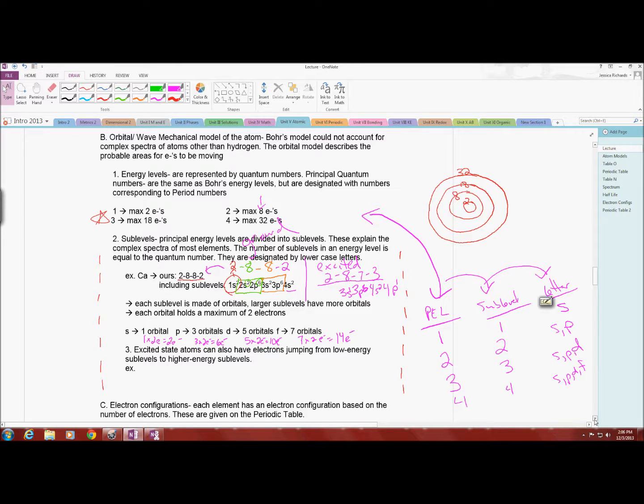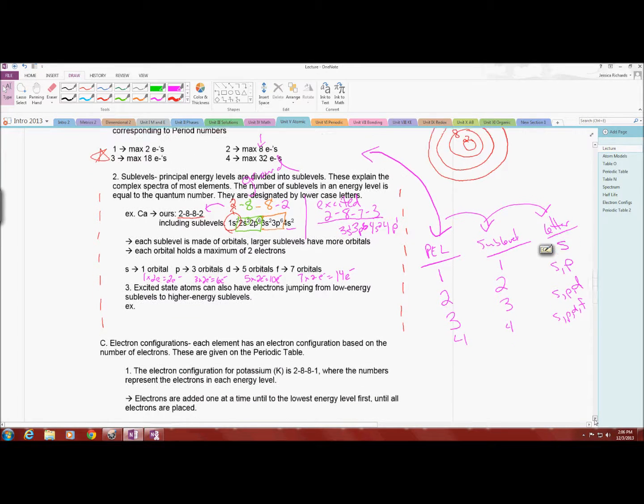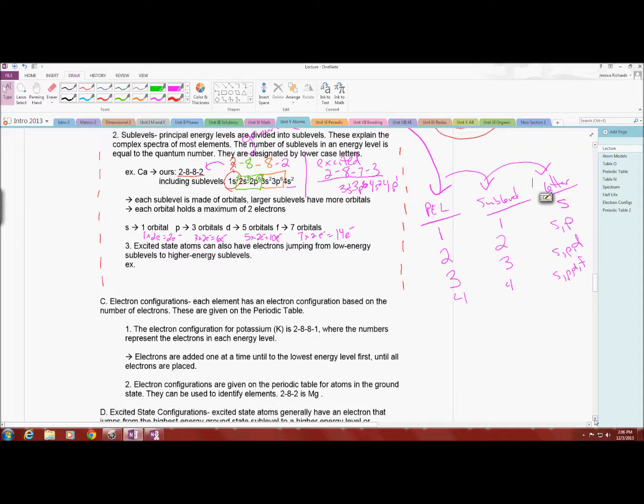Excited state electron configurations are going to be any configuration where the electrons are not the way that they're listed on your periodic table. So if we take something simple, for example, we'll take carbon, its ground state configuration, our periodic table says 2-4. So examples of possible excited states are going to be anything that doesn't match 2-4, but they have to have a total of 6 electrons.